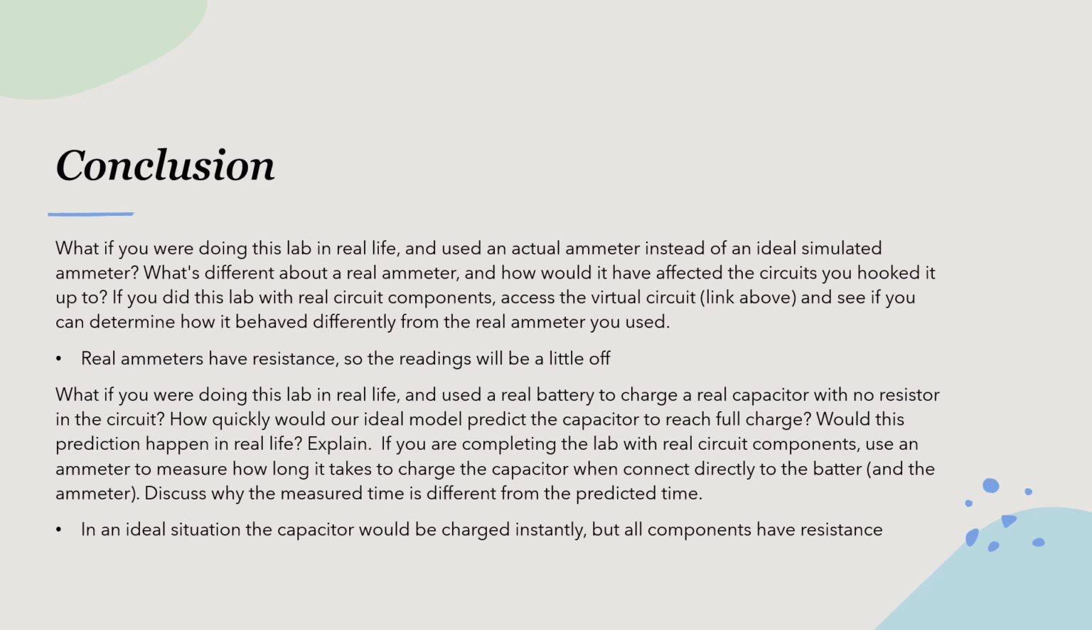In conclusion, what if we were doing this lab in real life and used an actual ammeter? Real ammeters have a small bit of resistance, as opposed to our lab where we used an electronic version which had 0 resistance, so the readings would all be a little off. And what if we were doing the real lab and used a real battery to charge a real capacitor with no resistance in the current? In an ideal situation, the capacitor would be charged instantaneously, but all components have resistance, so it doesn't quite work that way.